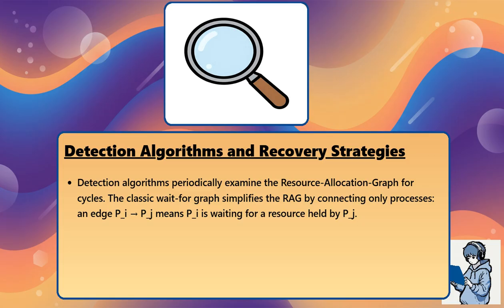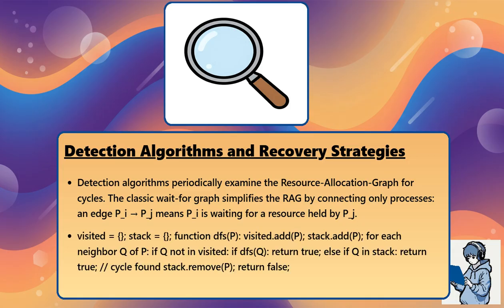The classic wait-for graph simplifies the resource allocation graph by connecting only processes. An edge P_i → P_j means P_i is waiting for a resource held by P_j. Visited = empty set, stack = empty set. Function DFS(P): add P to visited, add P to stack, for each neighbor Q of P: if Q not in visited, then if DFS(Q) returns true, return true. Else if Q in stack, then return true, cycle found. Remove P from stack, return false. If a cycle is found, the system knows a deadlock exists.